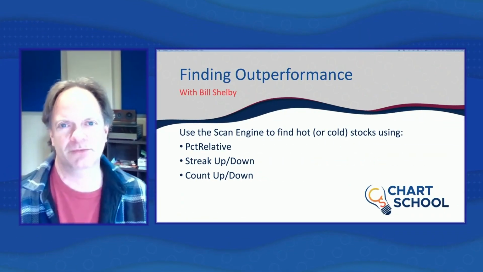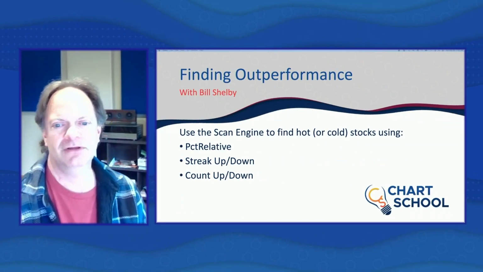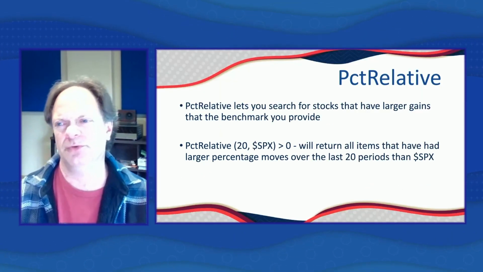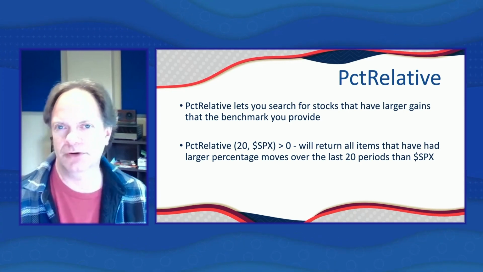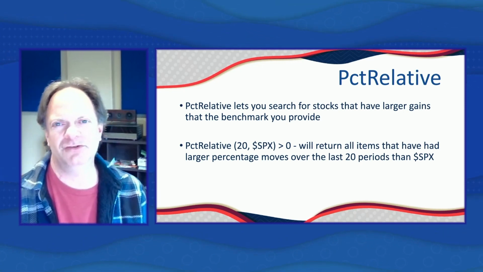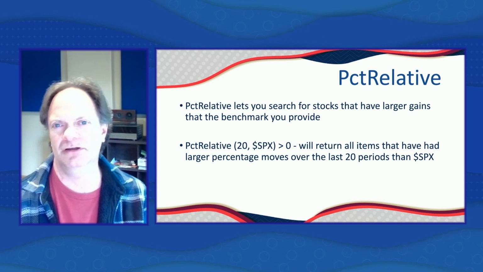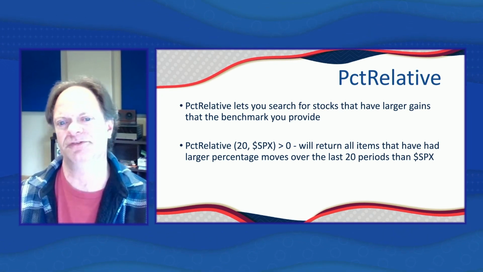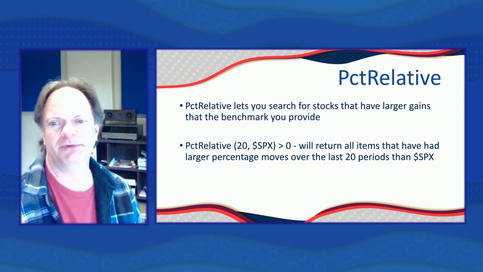So we're going to first start off with percent relative. Then we're going to look at streak up, streak down, and then finally count up and count down. So the first one we're going to go over, and I think this is the most powerful one, and we'll get into this quite a bit, lets you compare against an index or whatever other symbol you'd like to see. So you can see there we've got percent relative 20, $SPX greater than 0.